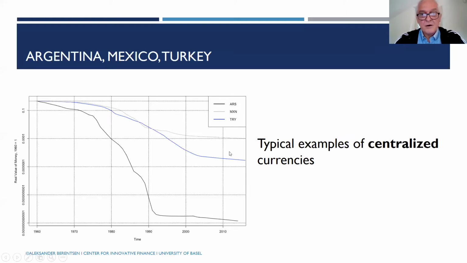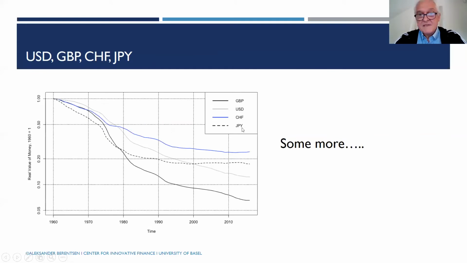I give you some other countries now. This is the British pound, US dollar, Swiss franc, Japanese yen. This is also log scale, but you see it's not as dramatic. If you go from here to here, it's just a 50% loss in the purchasing power of these currencies. As always, the Swiss are the best, right? This is Switzerland here. It only lost roughly 70% of its value in 50 years. The British pound lost 95% of its value in 50 years.